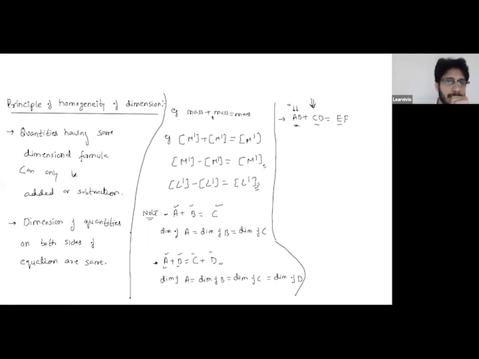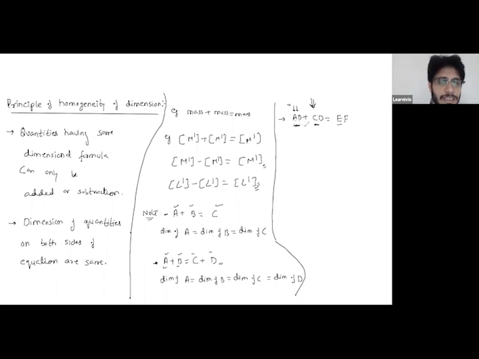Yes, now it is visible. AB plus CD is equal to EF. If you are multiplying A and B, then A and B can have different dimensions, so you can't compare the dimensions of A and B. C and D could have different dimensions, E and F could have different dimensions.